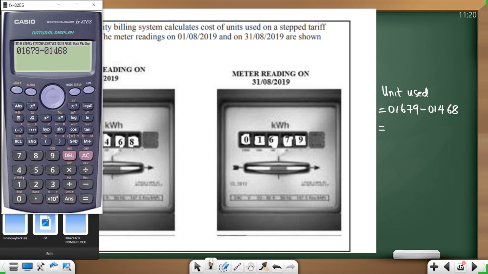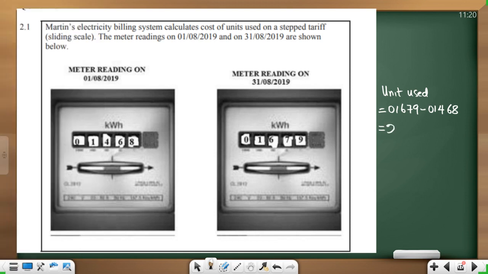01468. 211 units used. Kilowatt hour. That's the number of units used. Okay, let's go check the question.